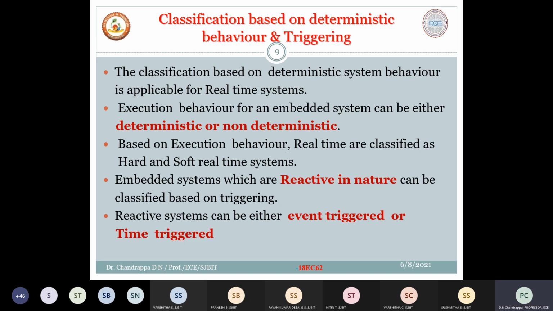Reactive nature can be classified based on the triggering. The last classification is based on the triggering, which is either event triggering or time triggering. That event triggering and time triggering are derived from the reactive nature. So that is also very important.